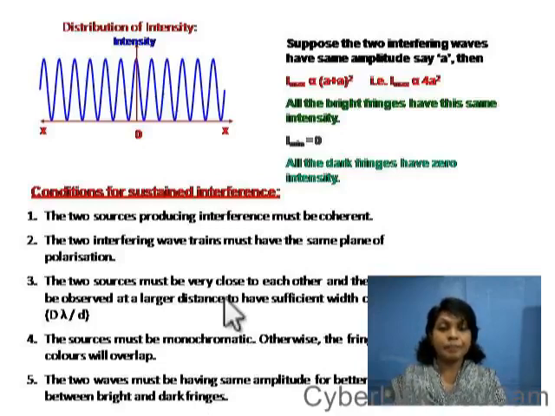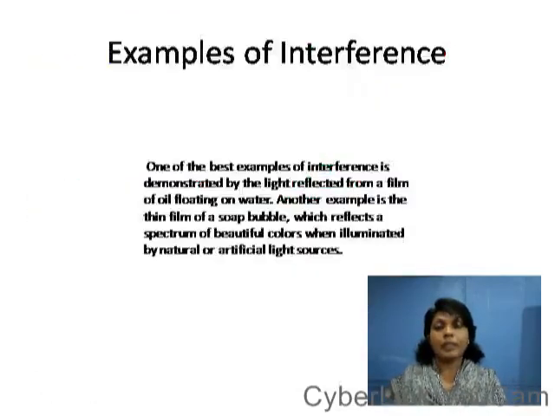So with this study, it was proved that light and light can superpose to give darkness. Some daily life examples of interferences: the light from a film of oil floating on water and light from a soap bubble. These are some of the examples.